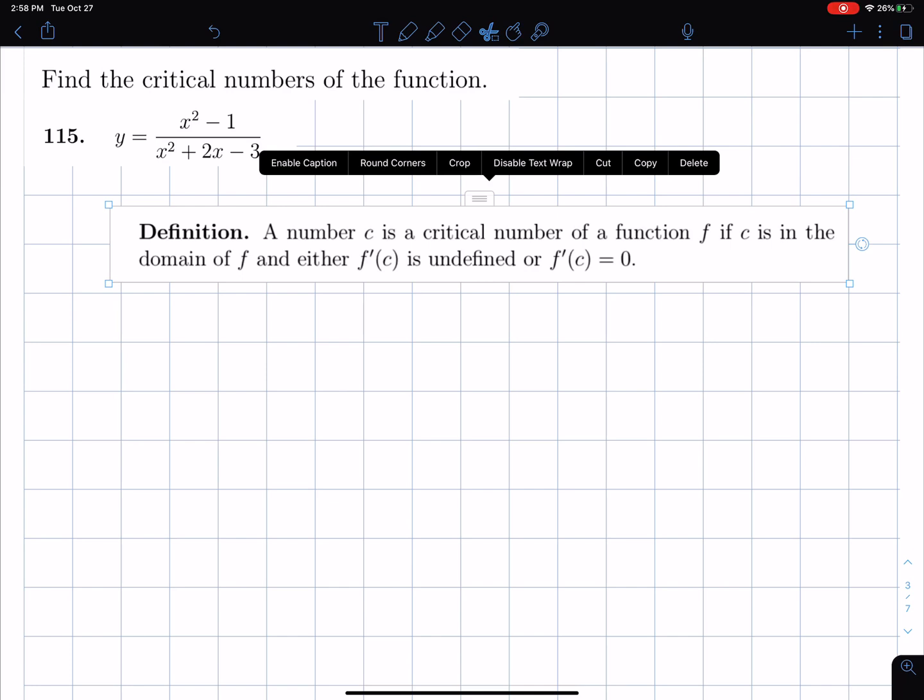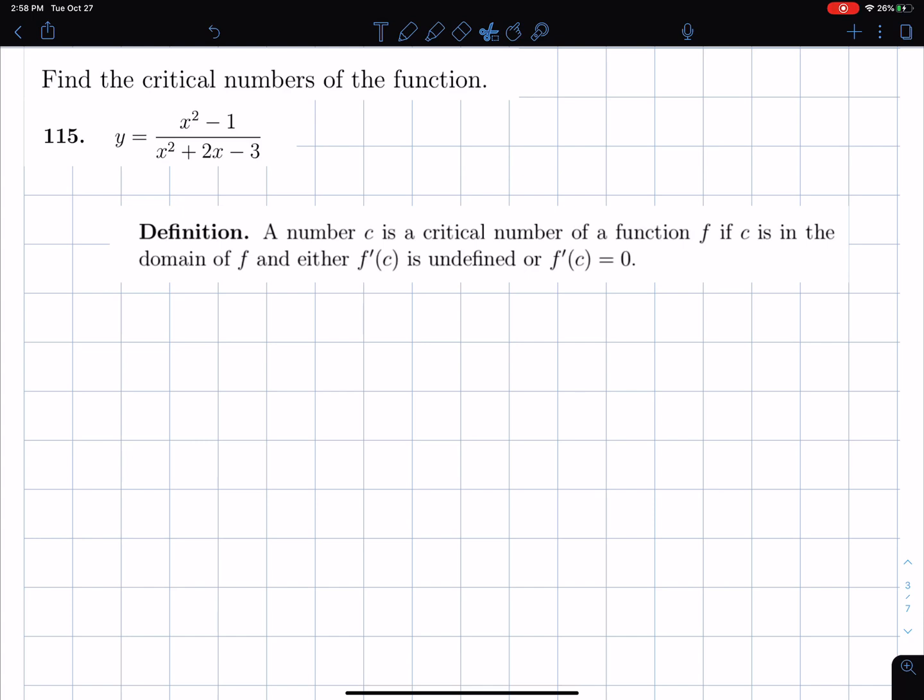So a critical number is in the domain of the function, but that number C, when I put it in f prime, is undefined, or f prime of C is equal to 0. So one of the things that we should probably do is check out what the domain of this function is. Although maybe I could avoid doing this because I'm not super excited about doing extra work.